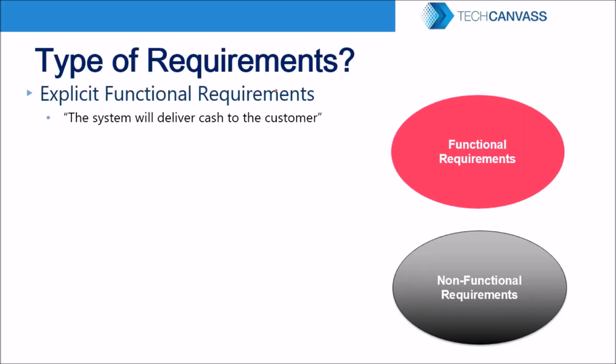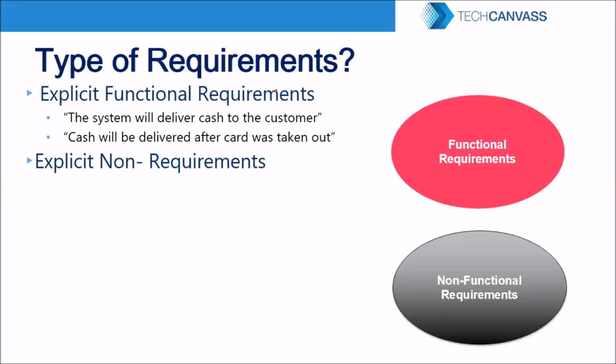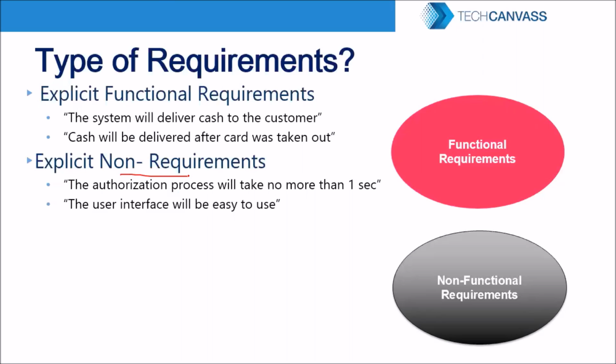However, the other important part related to it is that there are certain requirements which are explicitly defined by the customer. So they will tell you that this is what is going to happen. Like the system will deliver cash to the customer, and the cash will be delivered after the card was taken out. So these are explicit requirements. Similarly, there will be explicit non-functional requirements. Sorry, this should have been non-functional. So the authorization process will take no more than 1 second. That's related to performance, so that's a non-functional requirement. The user interface will be easy to use. These kinds of requirements are explicitly mentioned by the customer.